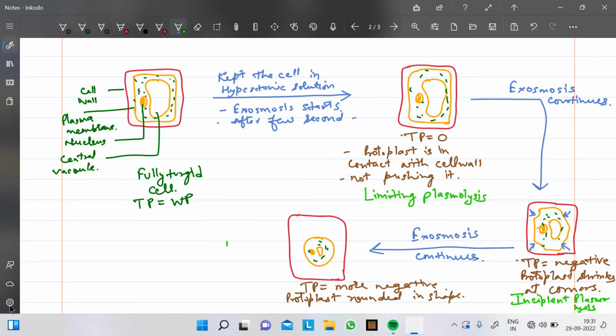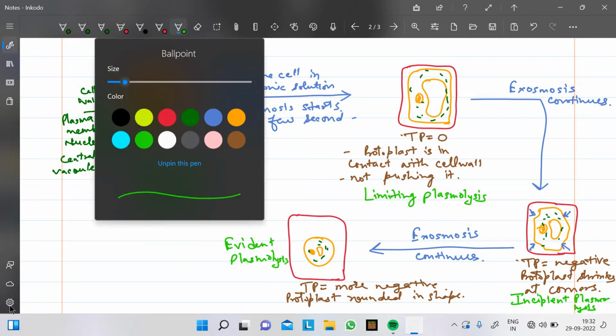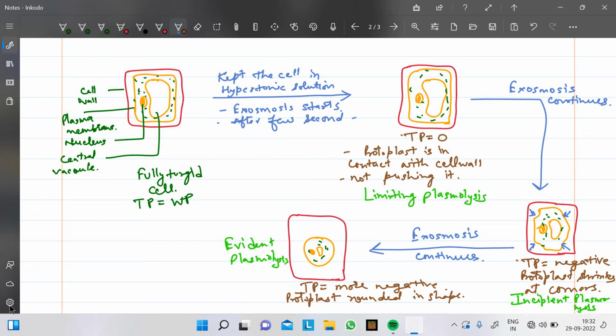Should I write here? Evident plasmolysis. Okay. And if the cell is kept in this situation for more time, the cell dies. The cell dies after some time. But all these three are the stages of plasmolysis.